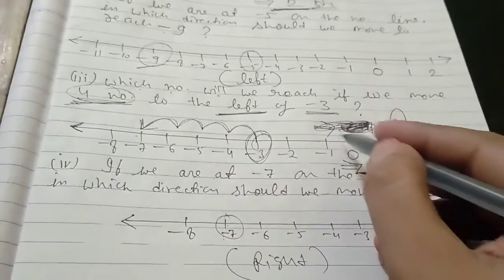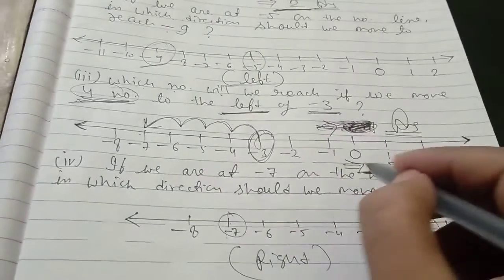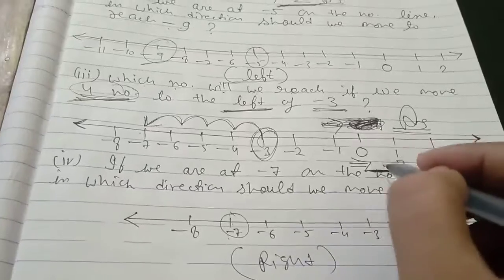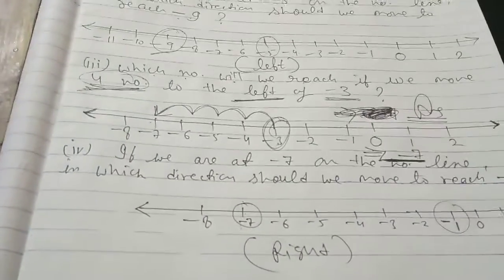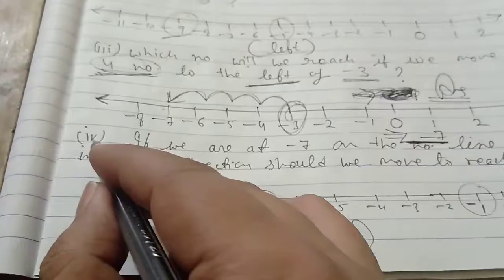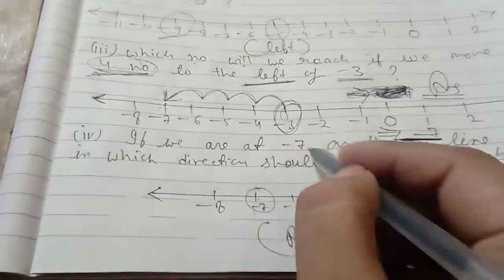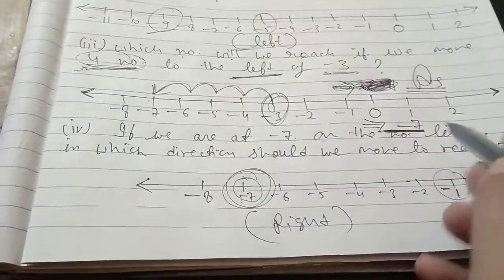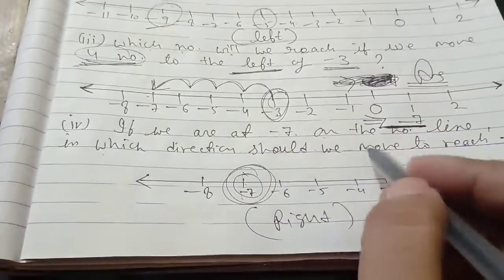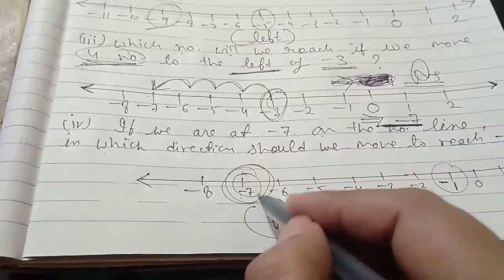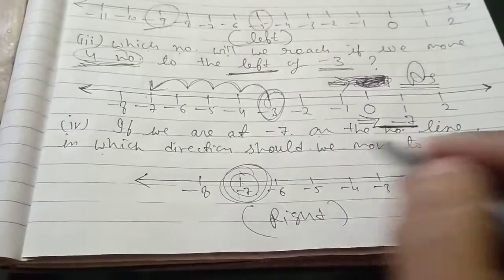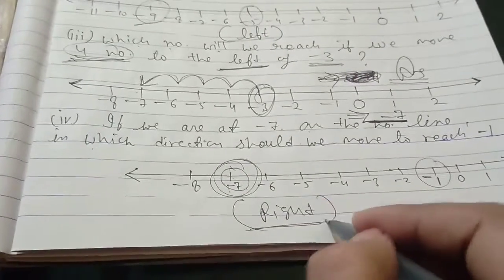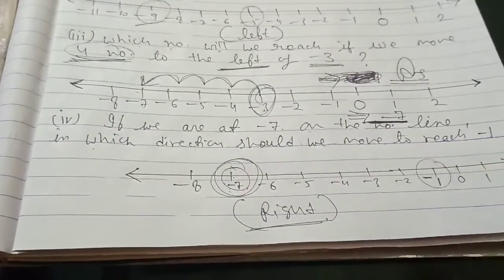You have to write your answer below the number line. I don't have space, but remember, when you write in your fair copy, give proper space. Now moving to question number 4. If we are at -7, this is our position on the number line, in which direction should we move to reach -1? We have to move from this to -1. If we move this side, this is called the right direction. In the right direction we will move to reach -1.